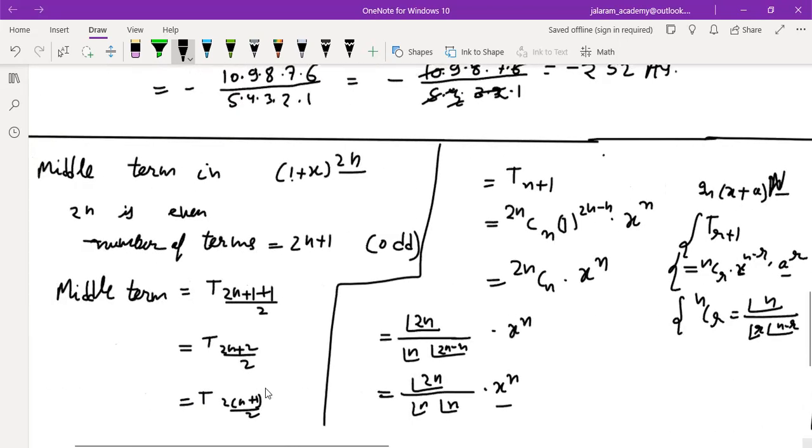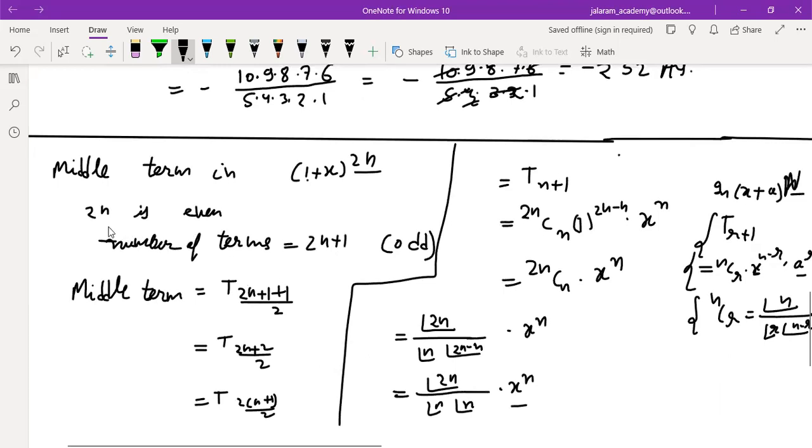Is that clear to you, everyone? Middle term: when 2n is even, the number of terms will be 2n plus 1. So how to find the middle term? This we have already discussed. First we change it to even. To change it to even, we have to add 1 to this 2n plus 1.